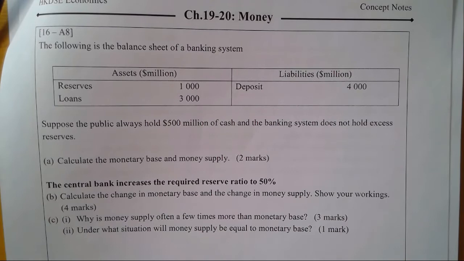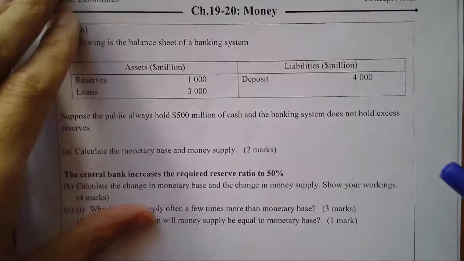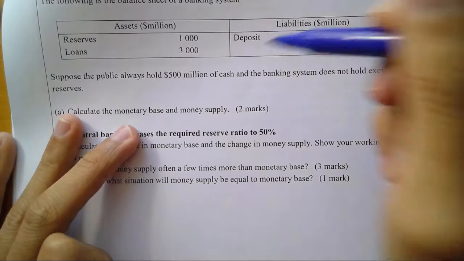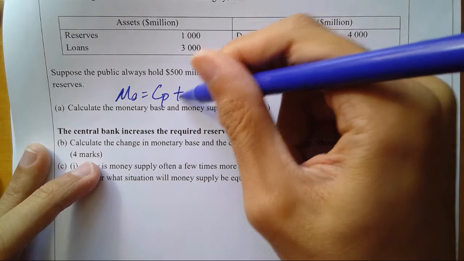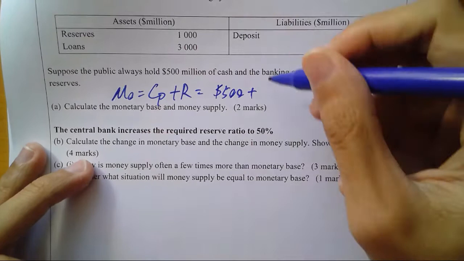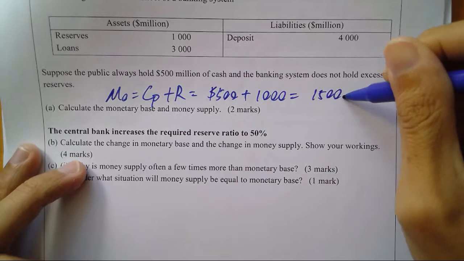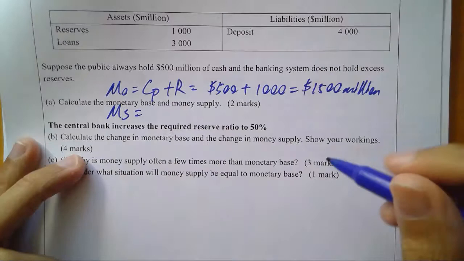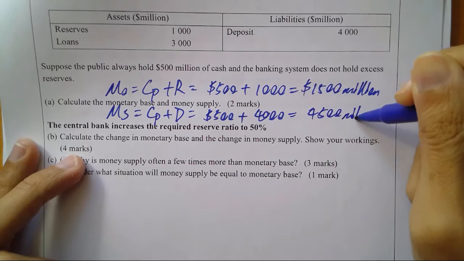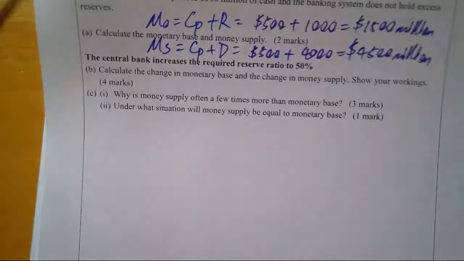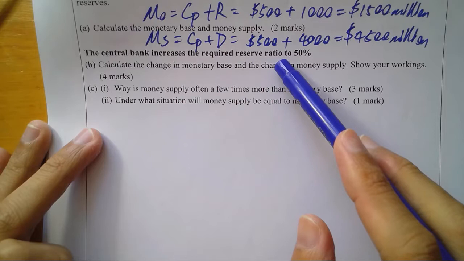Now, again, standard balance sheets always hold this amount of cash. Bank no excess reserve. Now part A, monetary base, money supply. M0, remember, CP plus R, CP 500 million plus reserve, this amount, and we get 1,500,000,000. Now, money supply will be CP plus D, and that would give us 500 million plus 4,000 million, which would be 4,500,000,000.